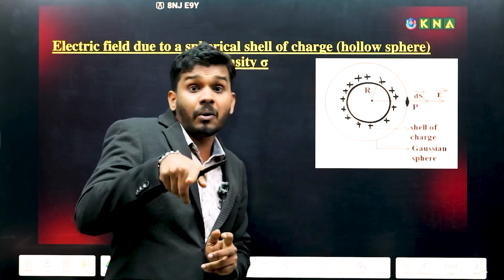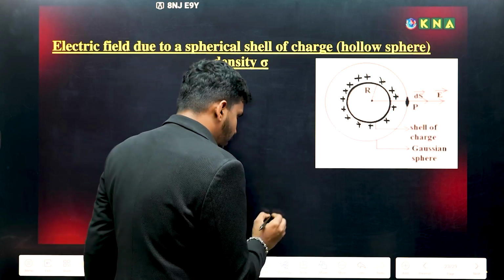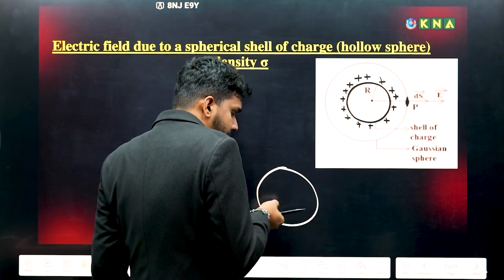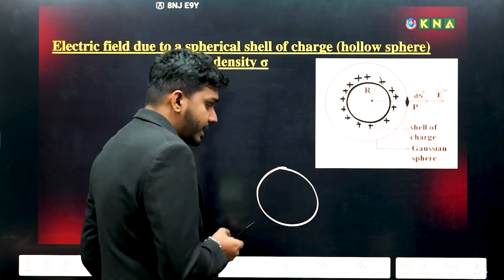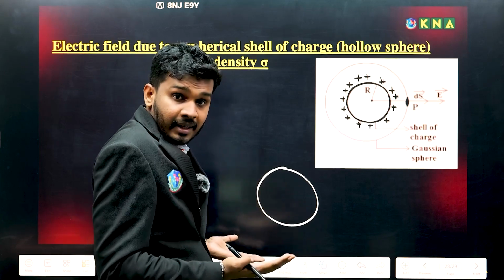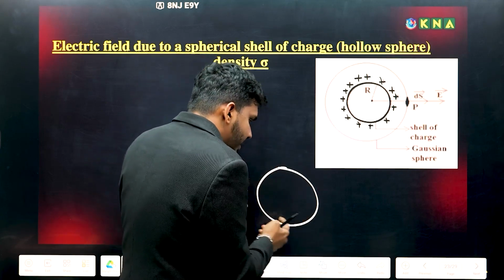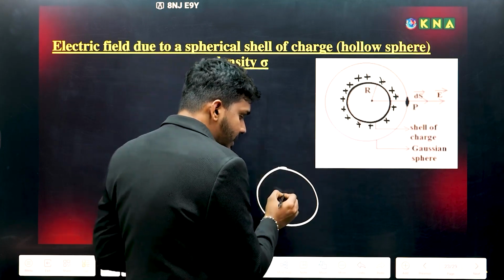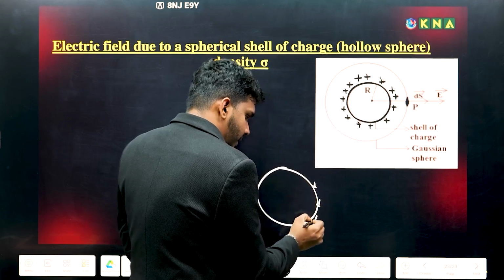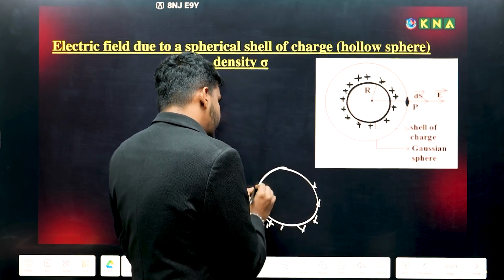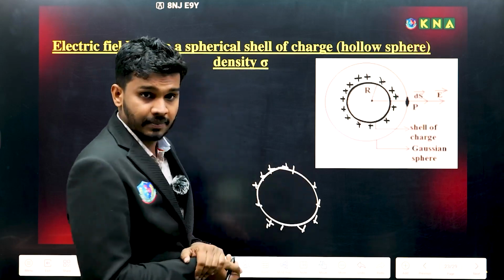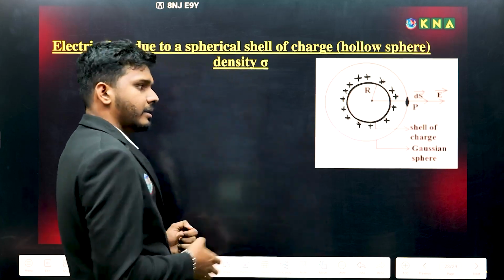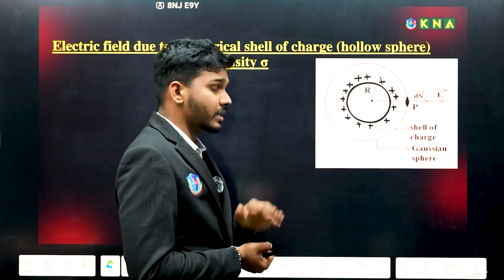Now a solid conducting sphere: if you put a charge, what happens? It is conducting, so the charges repel and move to the surface. Same concept: in a solid conducting sphere all charge repels to the surface. So the charges are distributed at the surface. A hollow sphere, shell or solid conducting sphere, all follow the same concept.